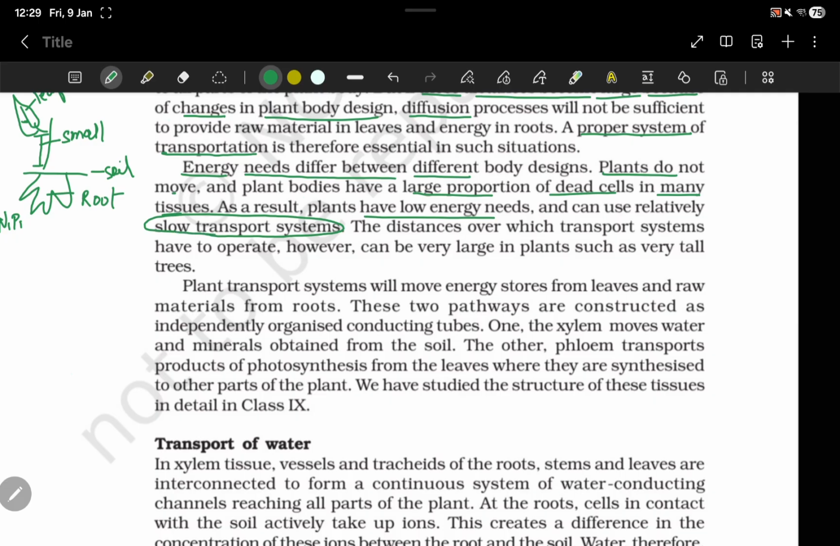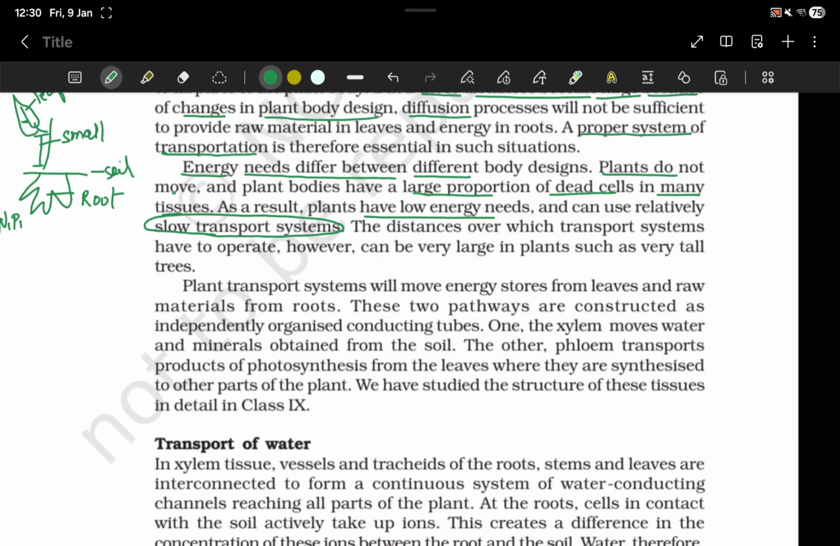The distances over which the transport system has to operate, however, can be very large in plants such as very tall trees. There are many trees which we encounter in our day-to-day life that are very large, and the transport of water and raw materials from the soil and the photosynthesis product from the leaves to other parts of the plant is happening in those plants also. So how does this operate? What is the mechanism behind it?